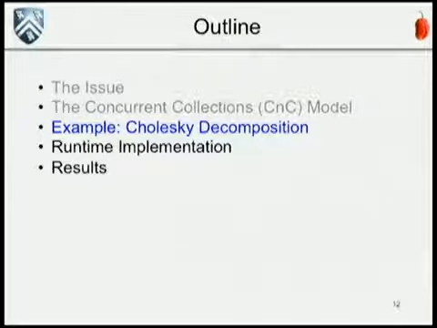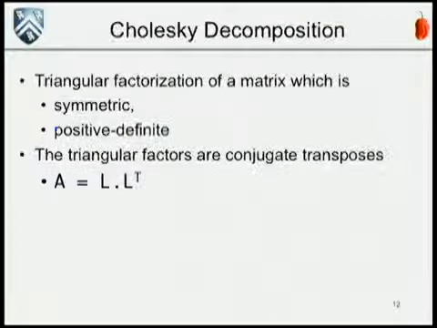Okay, so let's try a simple example of how to write a CNC program. This is just a toy example, so don't expect any performance if you write this example as your CNC app. The example I'm going to try out is Cholesky. It's a triangular factorization problem. You use it to solve linear equations. If you can factorize your matrix, you can then solve linear equations easily.